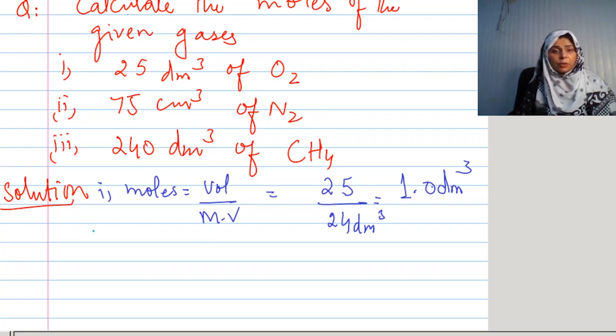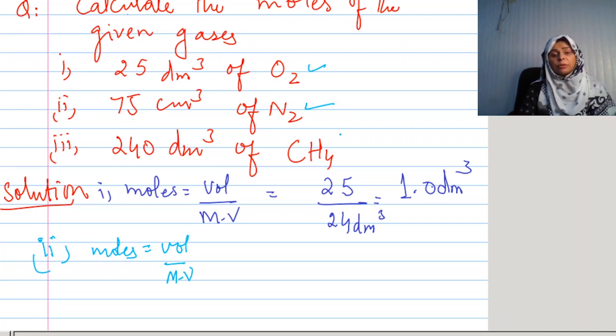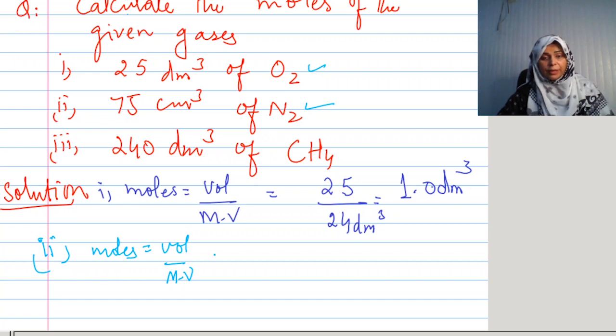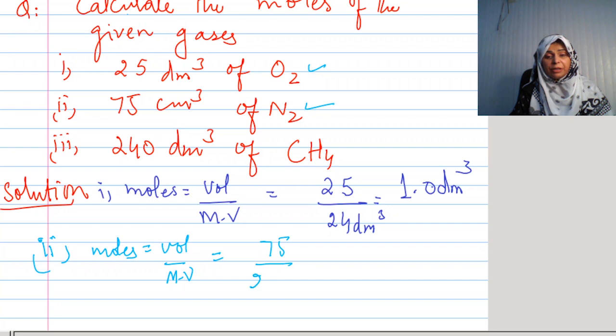Right? In the second part, we have 75 centimeter cube. So the formula is moles is equal to volume over molar volume for the gases. Whenever you get gases, oxygen, nitrogen or methane, any gas, if volume is given, then we calculate it like this, right? Moles is equal to volume over molar volume. Okay, now the volume is given, that is 75 centimeter cube. We will divide it by 24,000 centimeter cube because the value is given in centimeter cube, right?